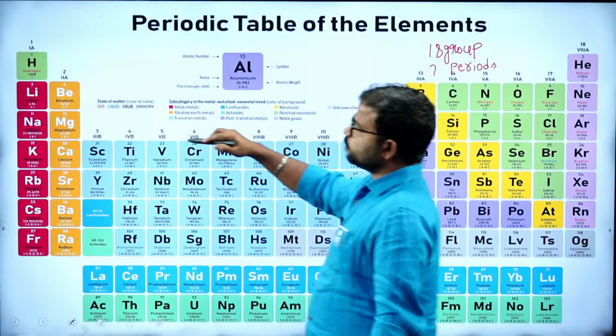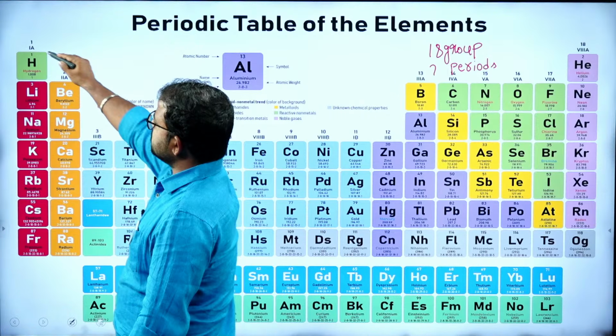This is the first group, alkali metals. These are the second group, alkaline earth metals. Next, these are the third group. So fourth A group, fifth A group, sixth A group, seventh A, next eighth A group. Actually, these seventh A group elements, or 17th group elements, are treated as halogens: fluorine, chlorine, bromine, iodine.